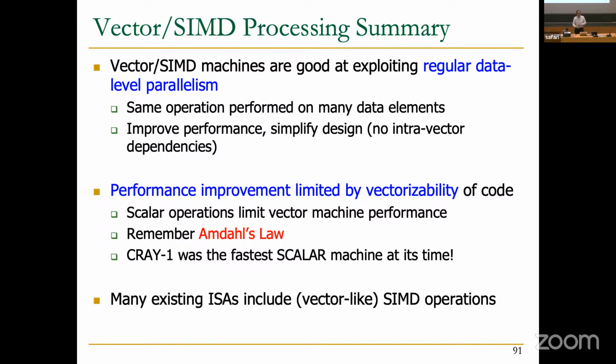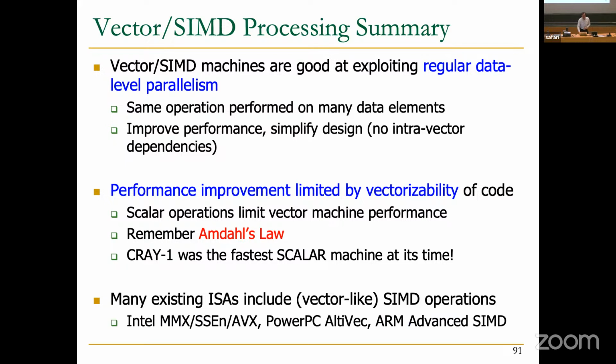So many existing ISAs actually were influenced by vector machines. They started including these SIMD operations. That's what we're going to talk about next in the next lecture. And then GPUs are clearly modern vector plus array machines that actually have a different programming paradigm. And we're going to talk about that. But these have been there before GPUs became popular, let's say. But these are actually vector instructions in a limited way.